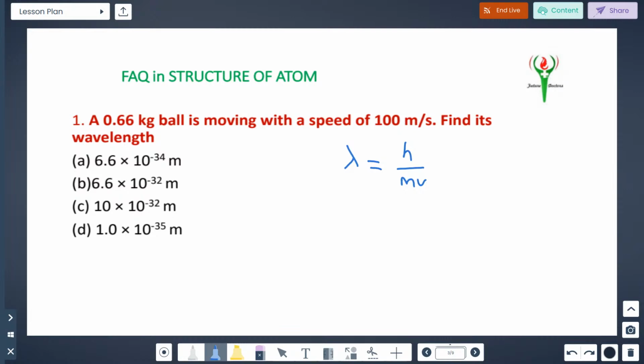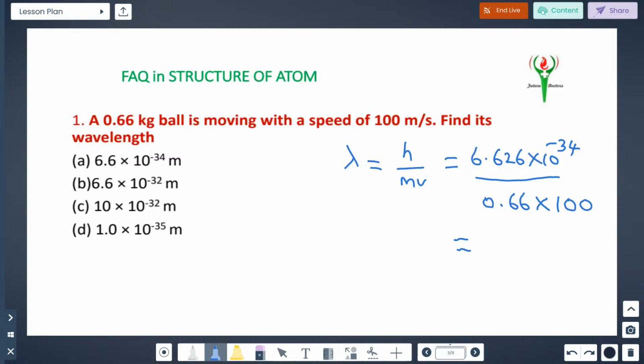Planck's constant has one value. This value only we have to memorize: 6.626 into 10 power minus 34 joule second. Understood? m is called mass of the particle. Here the particle is nothing but a ball. That weight is given, 0.66, into velocity. It moves with velocity of 100 meter per second. You put it 100. That's all. So if we simplify, we get the answer.